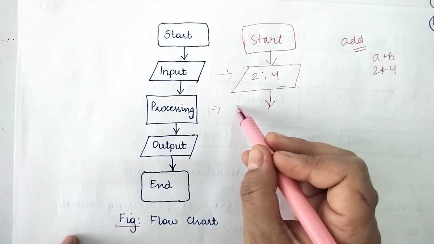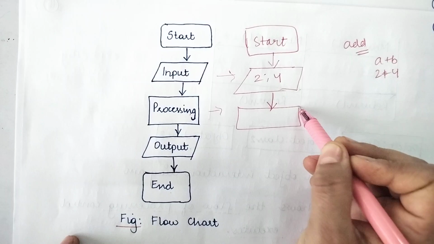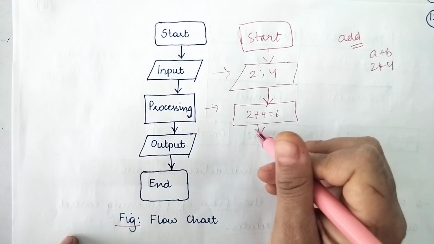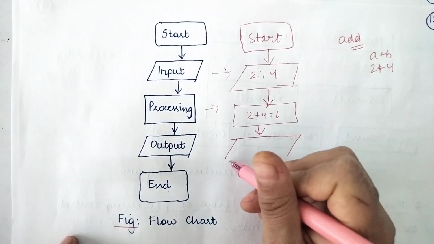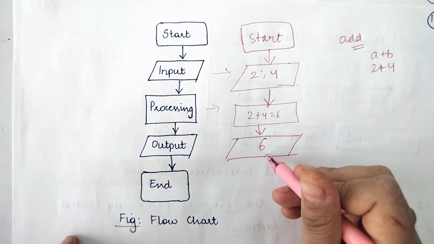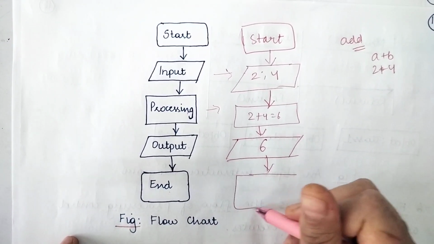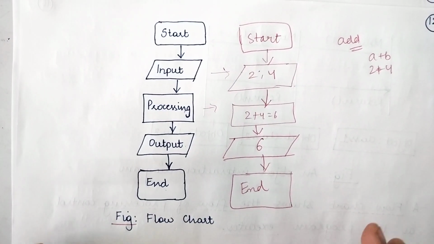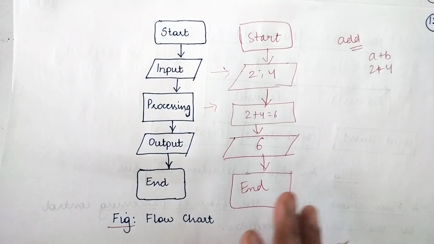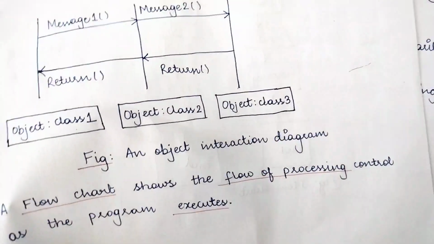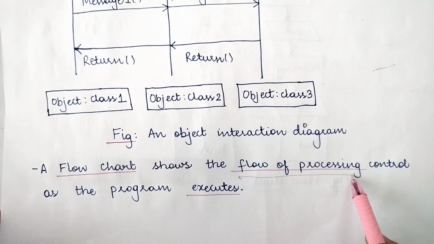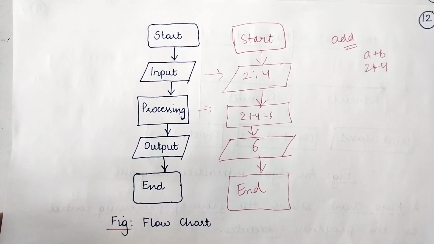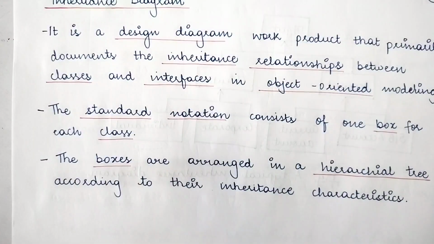Then the processing has to be done. That means the addition you will do, that is the processing. So, 2 plus 4 which gives you 6 is the processing here, and then 6 is the output. The output is written like this here, and then finally when you have got your desired output, you end it. So, this is how the flow chart works. It shows the flow of the events and the flow of the processing control as the program executes.